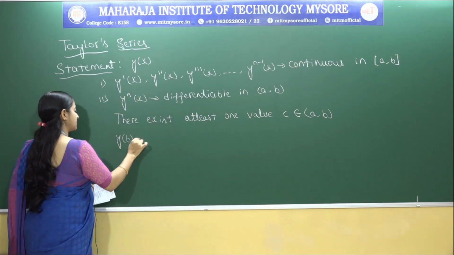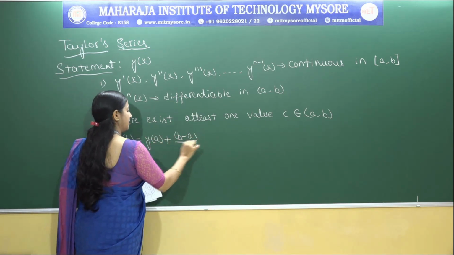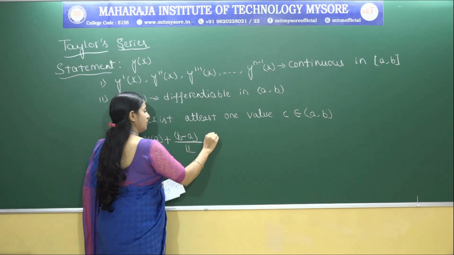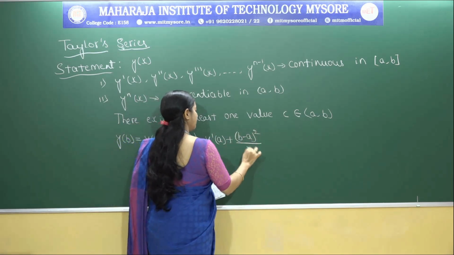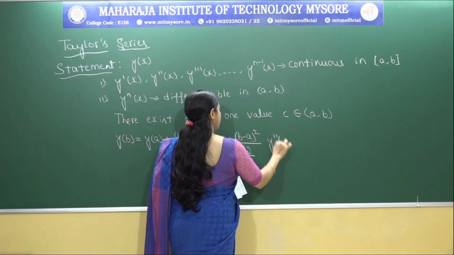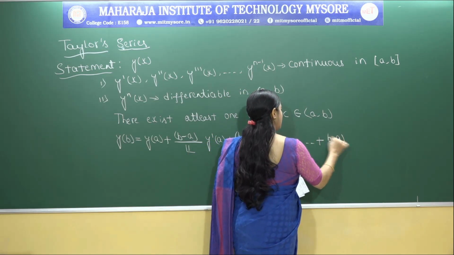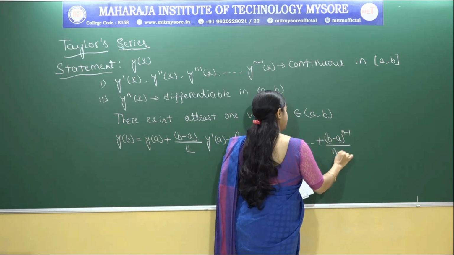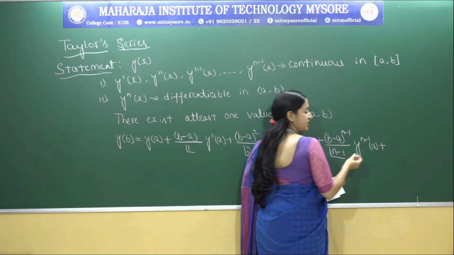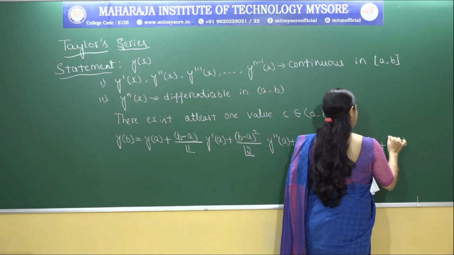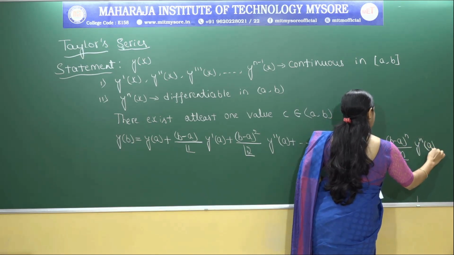y of B equals y of A plus (B minus A) divided by 1 factorial y dash of A, plus (B minus A) whole square divided by 2 factorial y double dash of A, and the continuation of this, (B minus A) power n minus 1 divided by n minus 1 factorial y power n minus 1 of A. The last term, (B minus A) power n divided by n factorial, nth derivative of A.